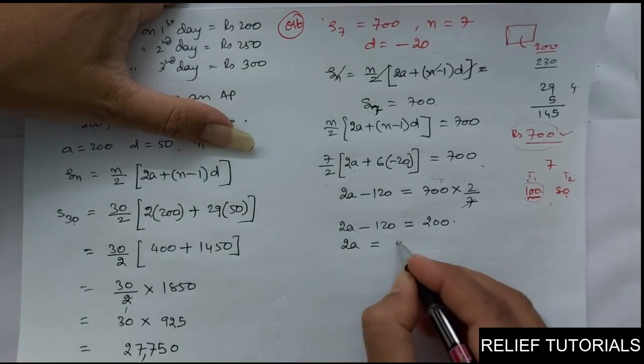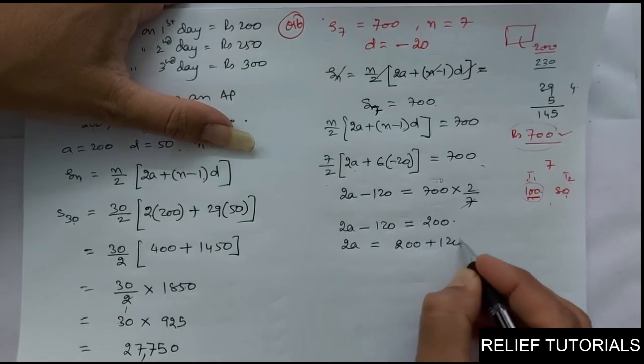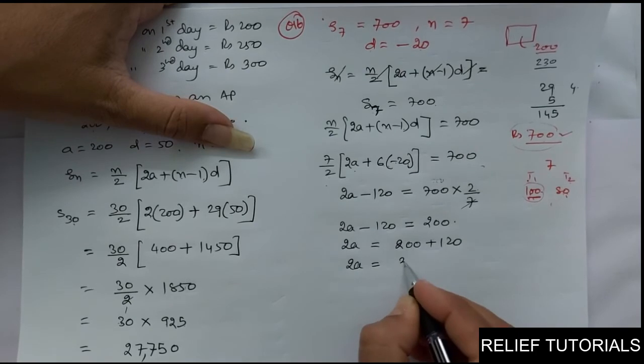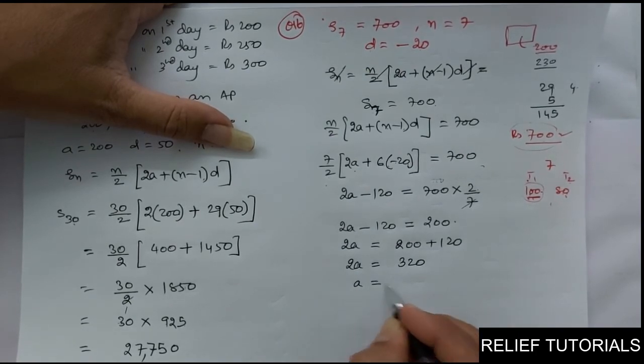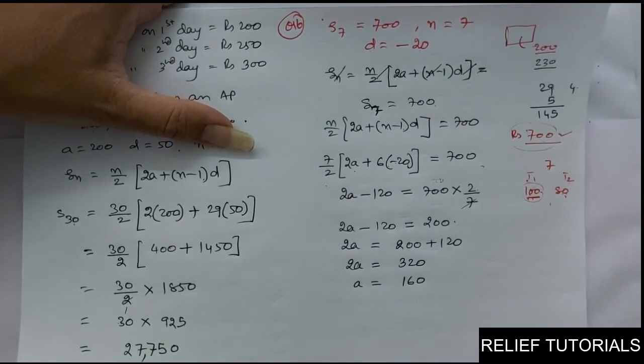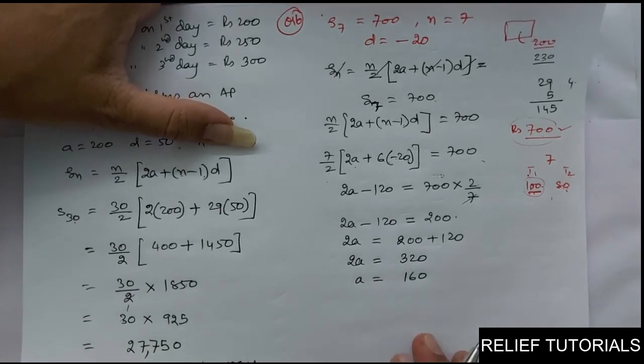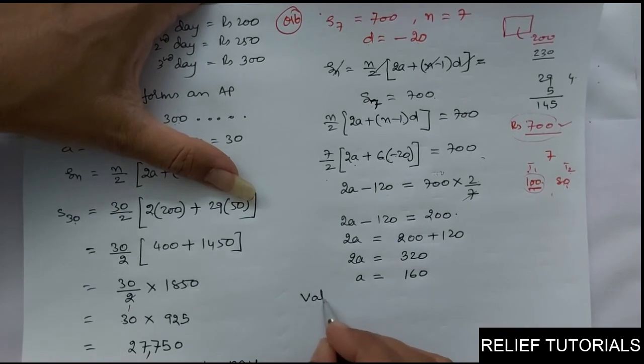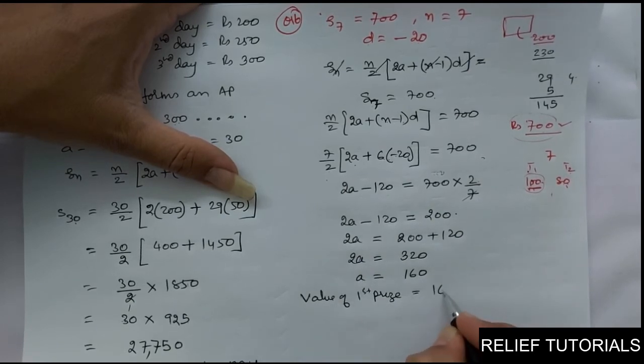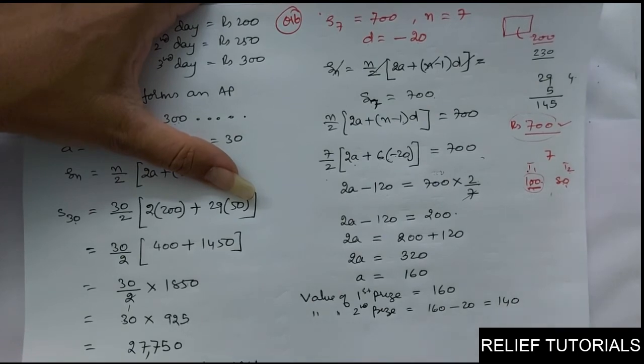So 2a is equal to 200 plus 120. So 2a is equal to 320. So a is equal to 160. So a means the first term. Hence the value of the first price, first term a, is equal to 160. Now the value of the second price: 20 less, 160 minus 20, so that is equal to 140.